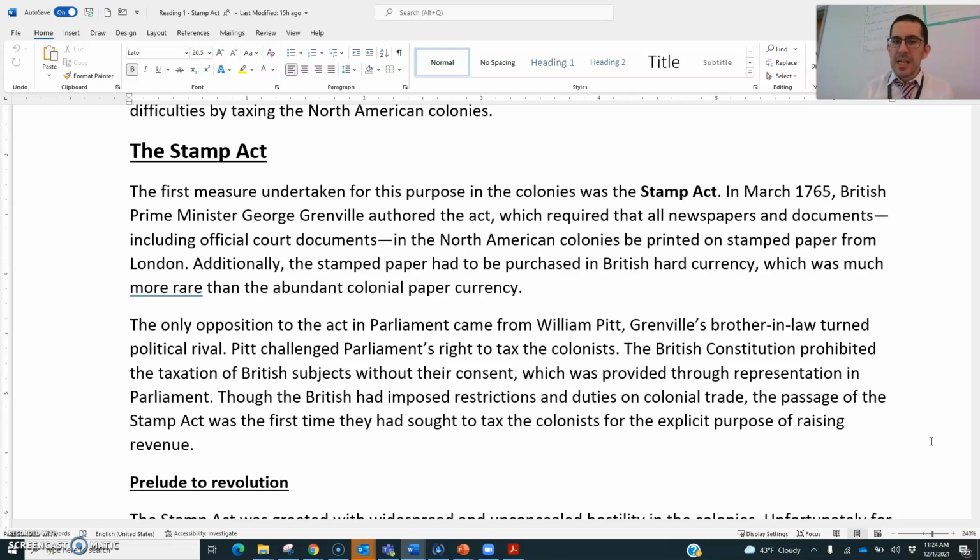The only opposition to the act in Parliament came from William Pitt, Grenville's brother-in-law turned political rival. Pitt challenged Parliament's right to tax the colonists. The British Constitution prohibited, or prevented, the taxation of British subjects without their consent, which was provided through representation in Parliament. Though the British had imposed, or placed, restrictions and duties on colonial trade, the passage of the Stamp Act was the first time they had sought to tax the colonists for the explicit purpose of raising revenue, or raising money.